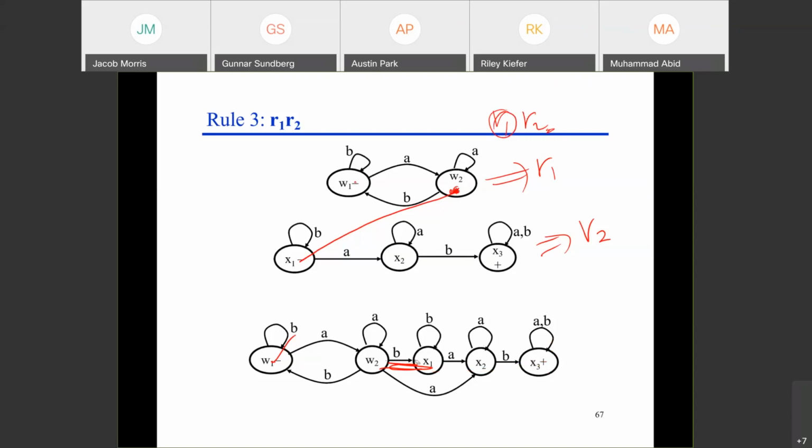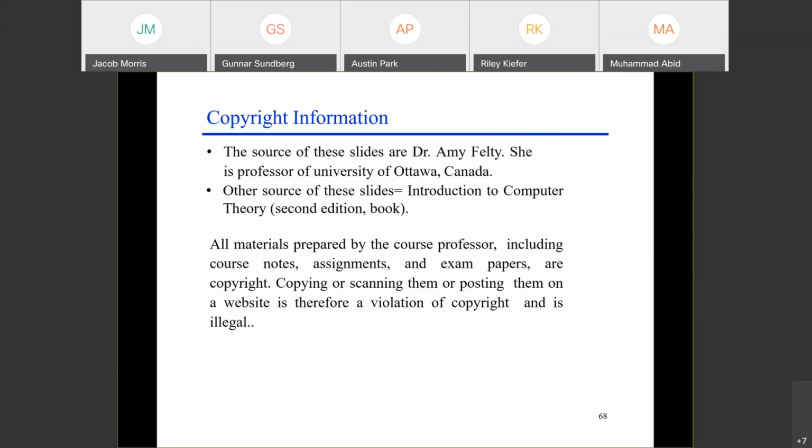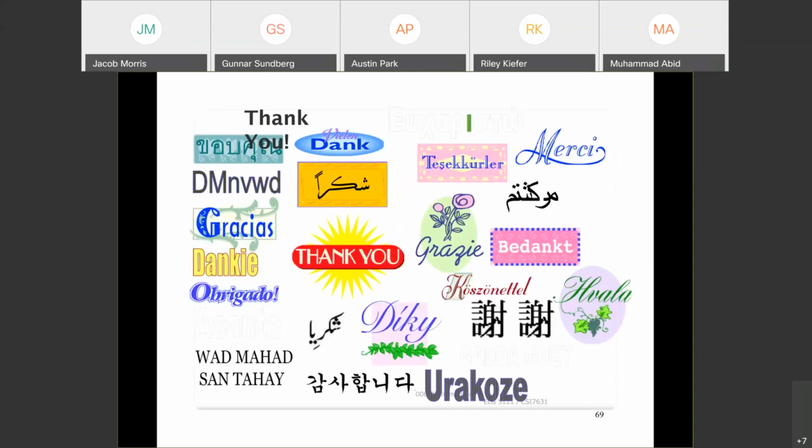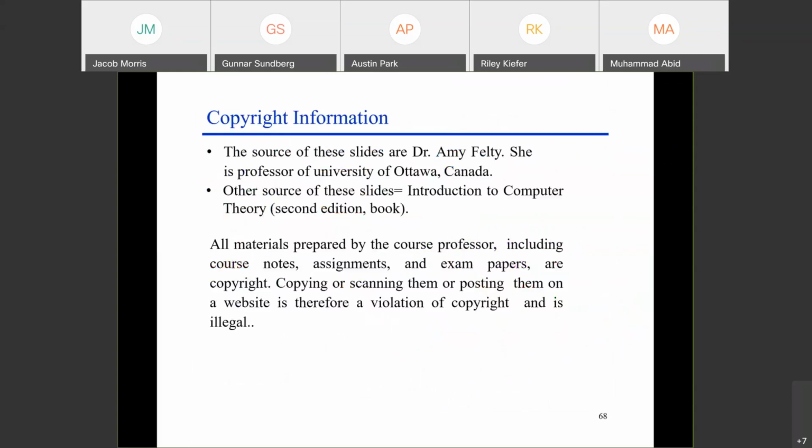So simply join the final state of the first machine with the start state of the second machine, and delete its final state and delete its start state. Delete this and that's it. Very simple. So you can get the R1 dot R2 of NFA. And that's it. So we finish this chapter here.